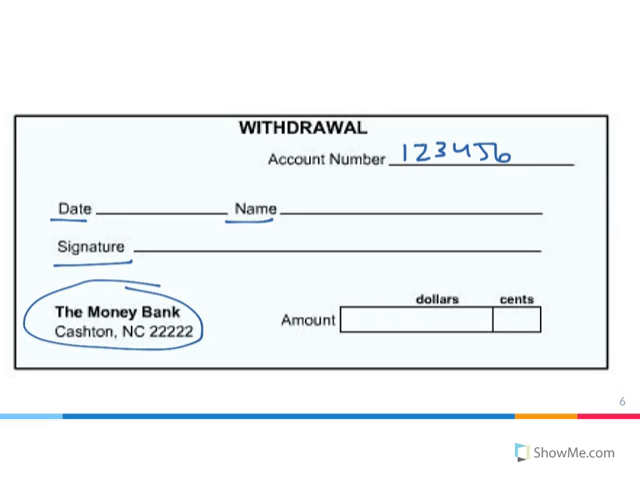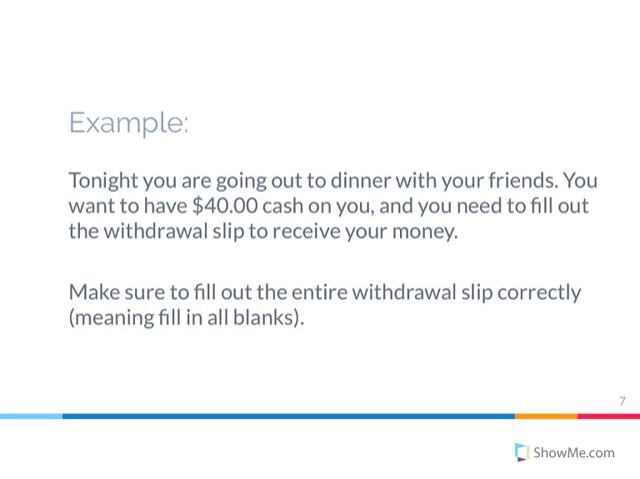Again, they will have the bank that you are taking money out of printed on their withdrawal slips. And then here you're going to put your dollar amount again, and then the number of cents that you would want to take out as well. For this example, tonight you are going out to dinner with your friends. You want to have $40 cash on you, and you need to fill out the withdrawal slip to receive your money. Meaning you're going to have to go in the bank and do this.